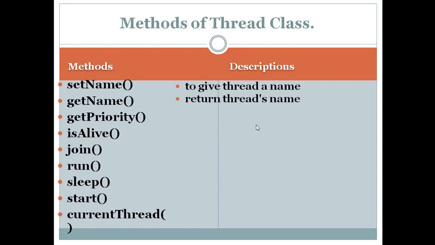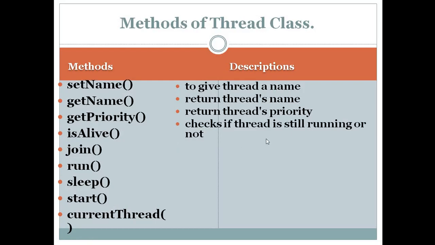getName returns the thread name, that is we can get the name of the thread. And getPriority, through this method we can get the priority of the thread, that is max priority or min priority. If the thread is max priority, then it will execute fast. If it is min priority, then it will execute at last.